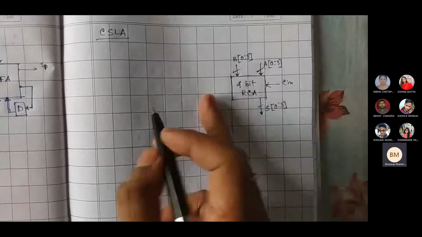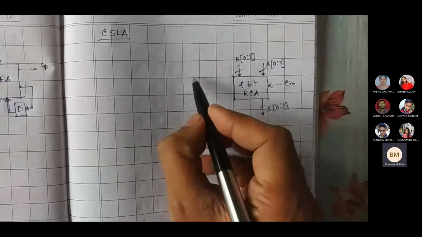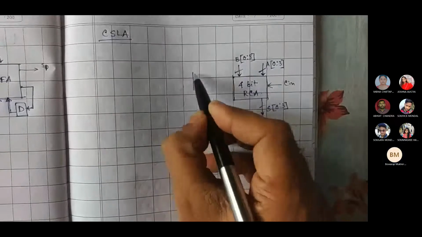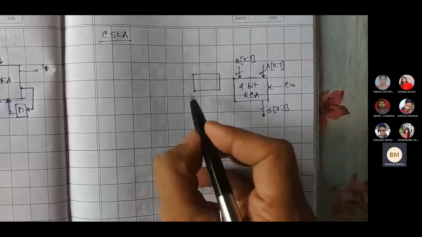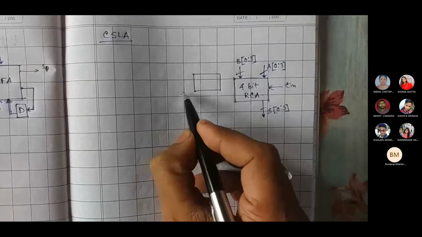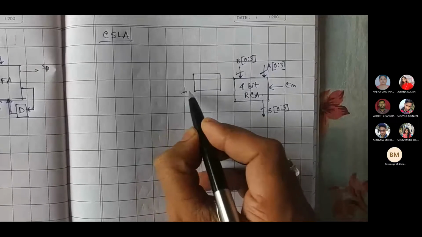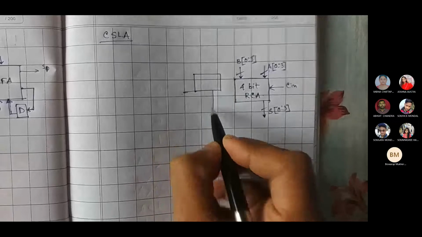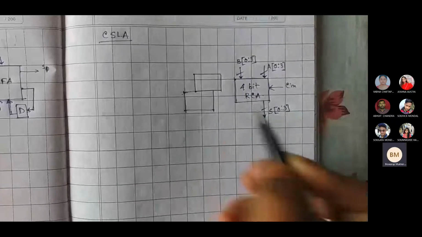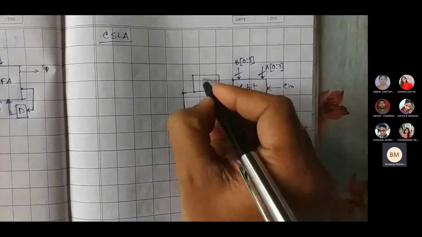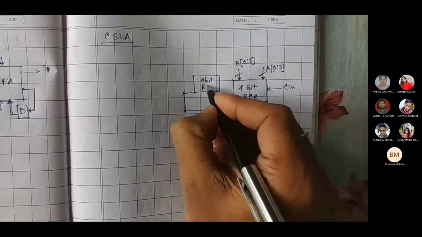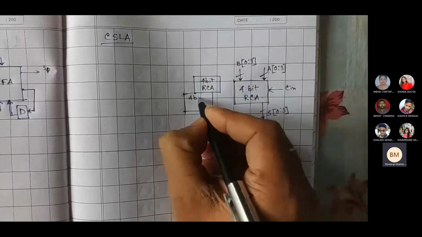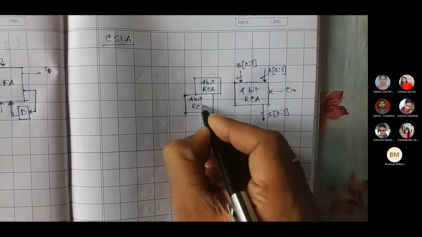Now if we go for the next stage, the carry select adder, we are actually using two RC adders right over here. We are using two RC adders. So this is one 4-bit RCA. This is another 4-bit RCA.